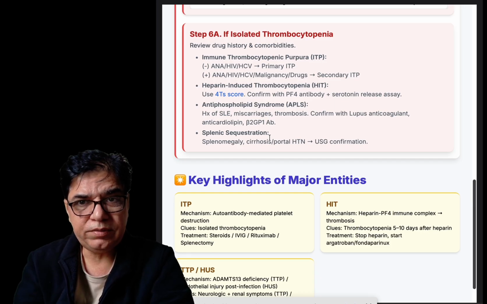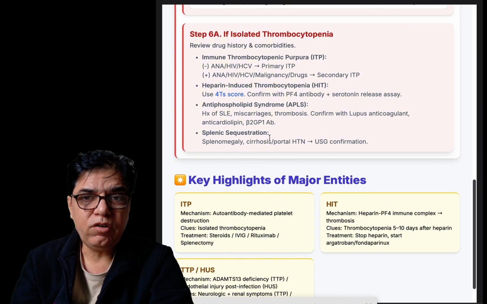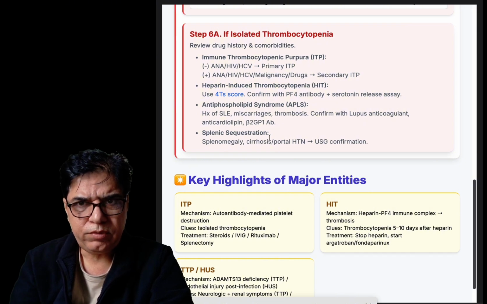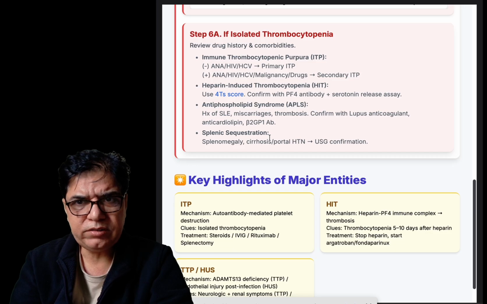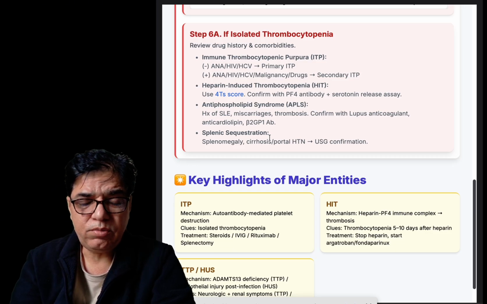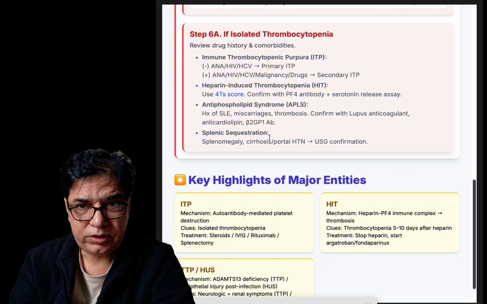If it is associated with anemia, then you have to think of microangiopathic hemolytic anemias, and obviously you have to do a coagulation profile, and you have to see if the child is suffering from hemolytic uremic syndrome or thrombotic thrombocytopenia purpura.